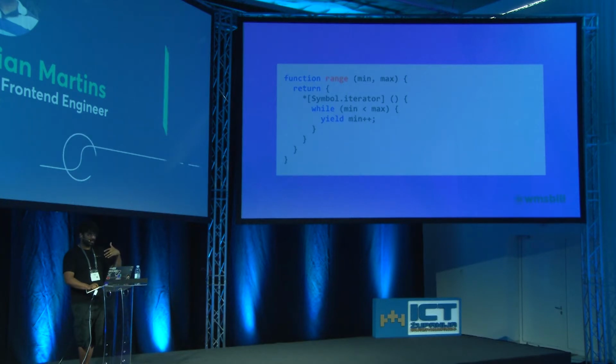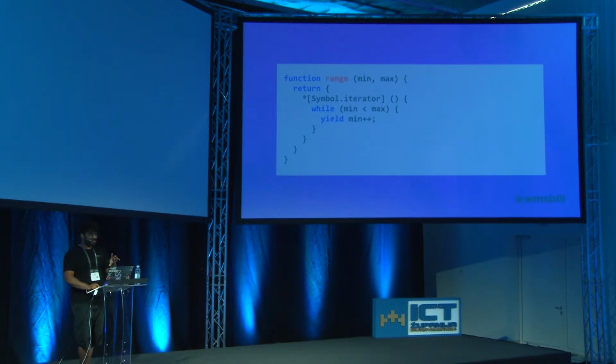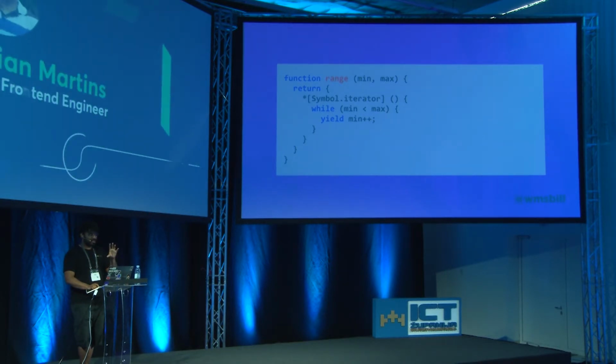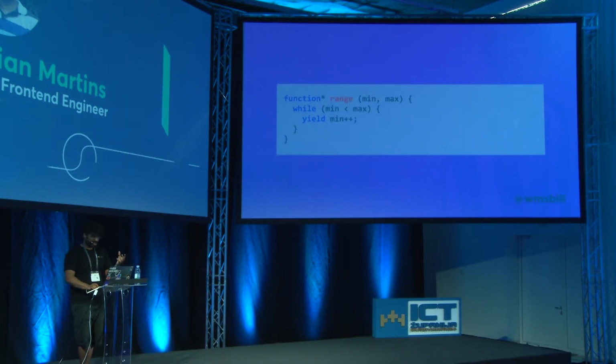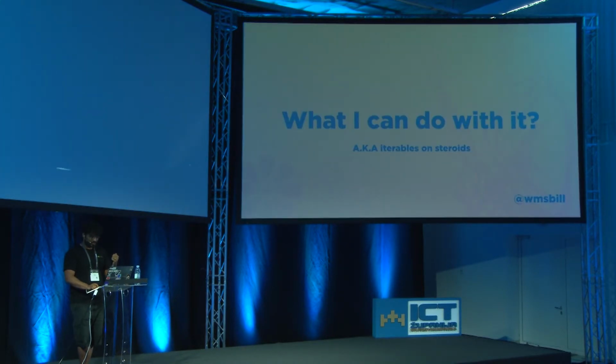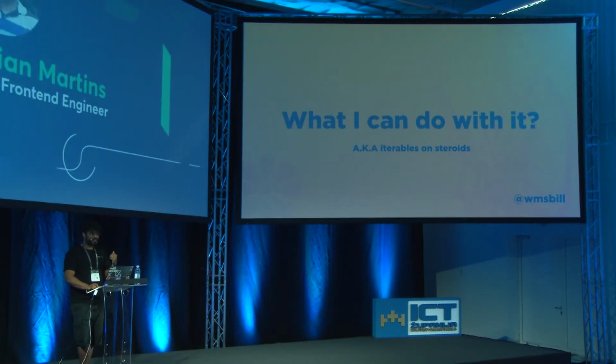And it makes it easier to read. But wait, since this function isn't doing anything other than returning the iterable, I can transform this whole function into a generator, right? And it looks a bit shorter. So what can I do with it?